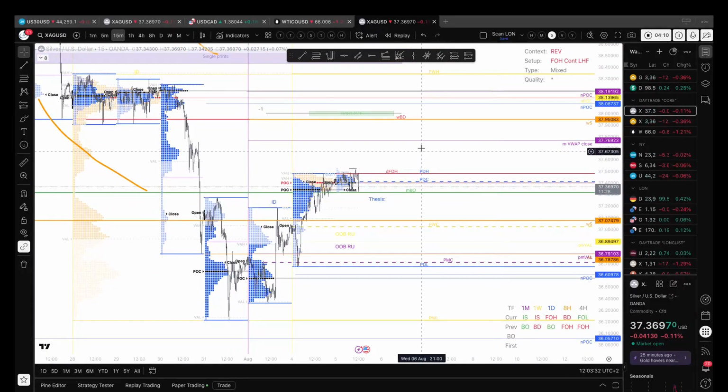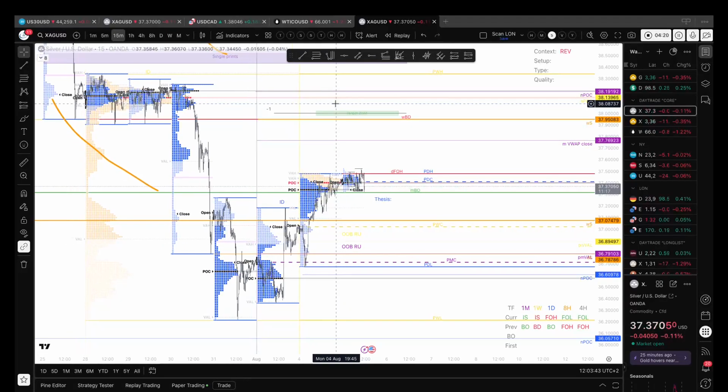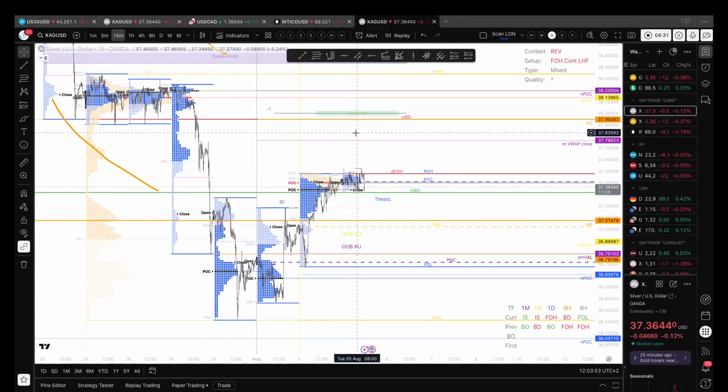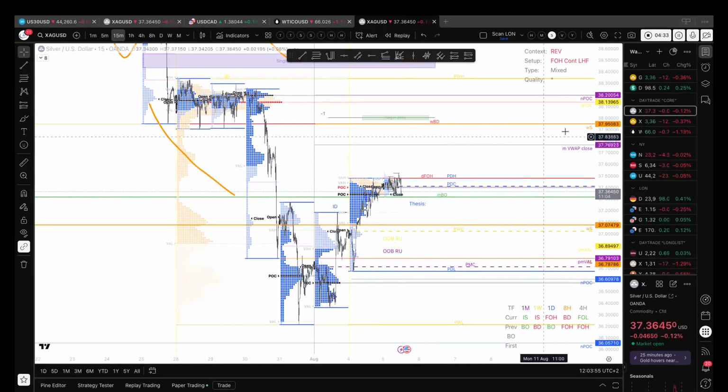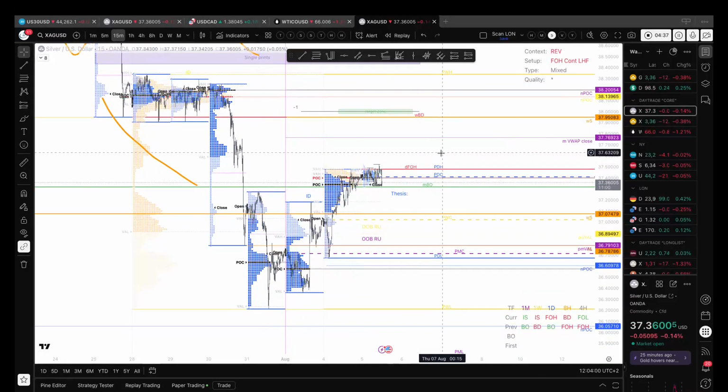Let's look at it. Weekly switch up here. Naked point of control, a daily one that is gone again. We have a weekly one from last week. This is last week's profile with the naked point of control up here, and we have a monthly naked point of control up here. We have the monthly VWAP close. I already marked that. That's all not too relevant at the moment.